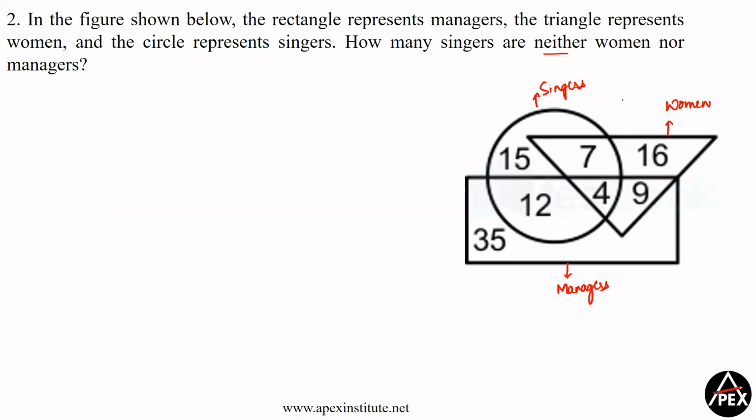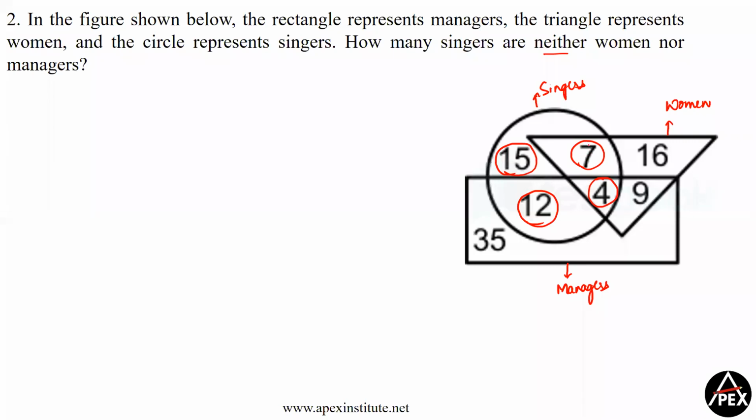Okay. So how many regions do we have in these singers? We have 4 regions. One represents 15 persons. Other represents 12, 7, and 4. So we need to find that region where you have singers who are neither women nor managers.